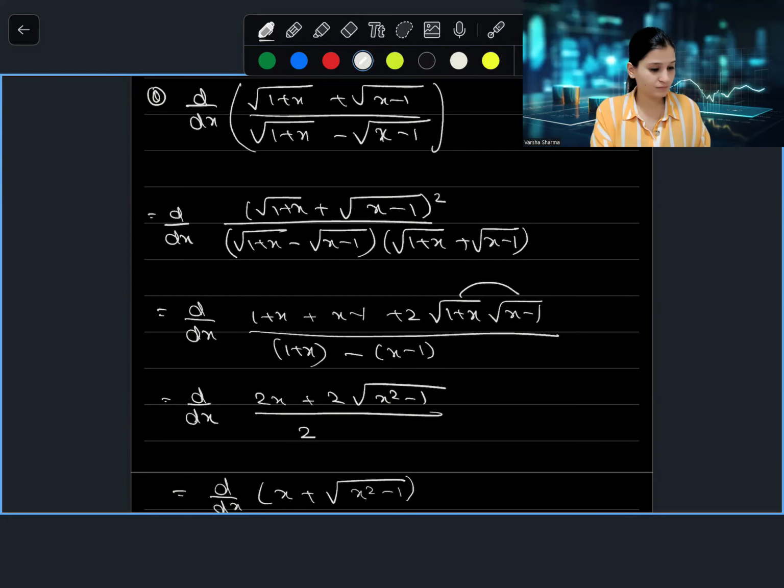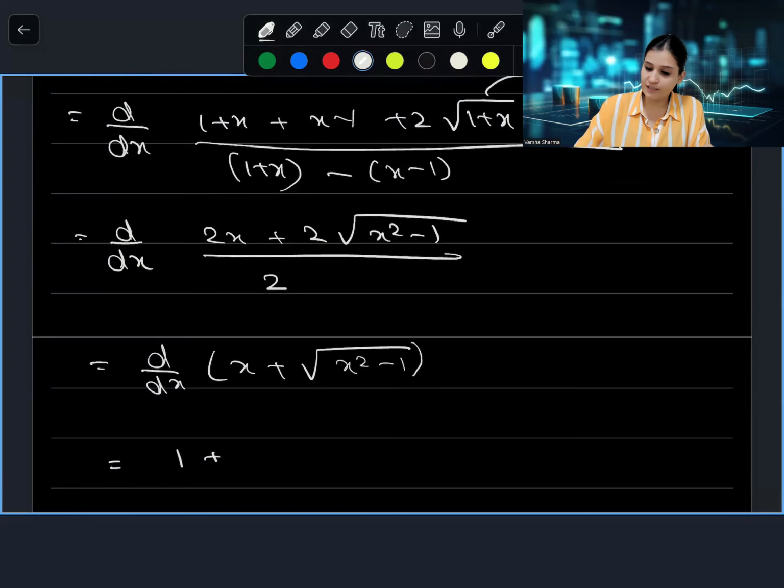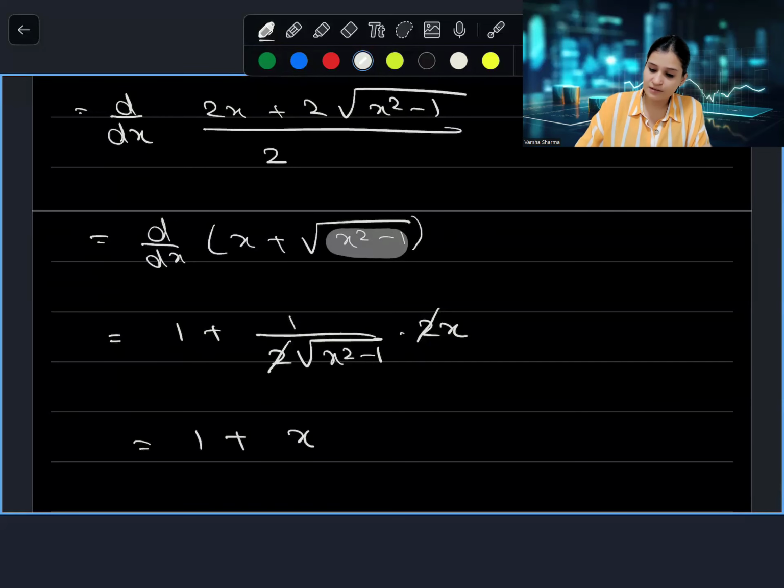You said 1 again. In these sums it is necessary to write the LCM, that is, take the LCM, if something is not cancelling. So differentiation of x is 1, root x gives 1 by 2 root x, and for x square minus 1 the differentiation gives, so 2 gets cancelled, 1 plus x upon under root x square minus 1.